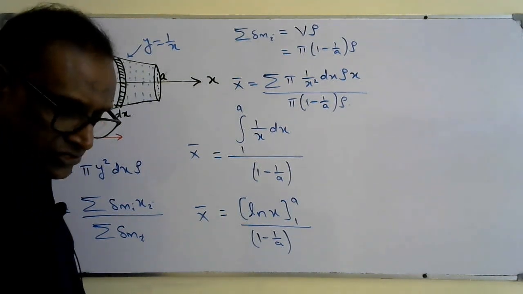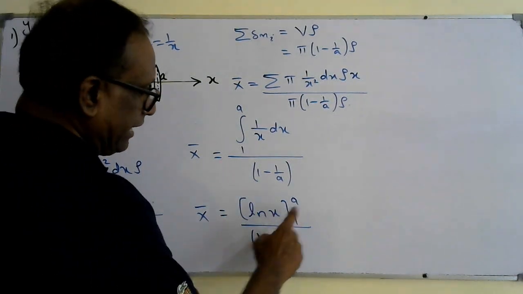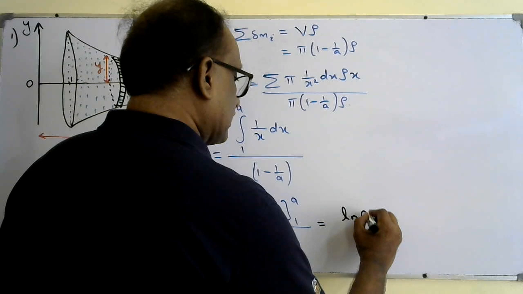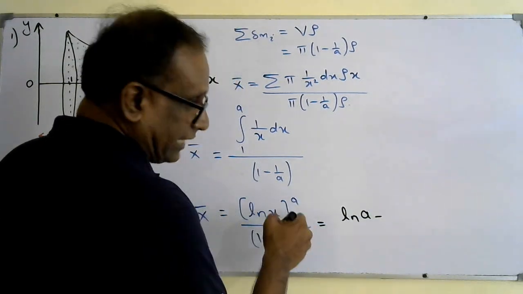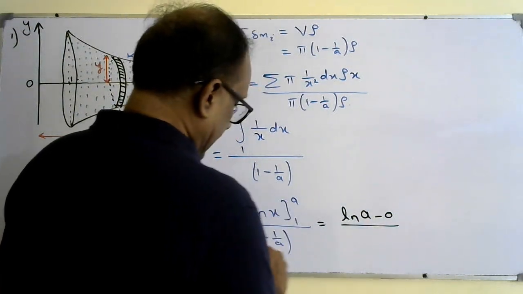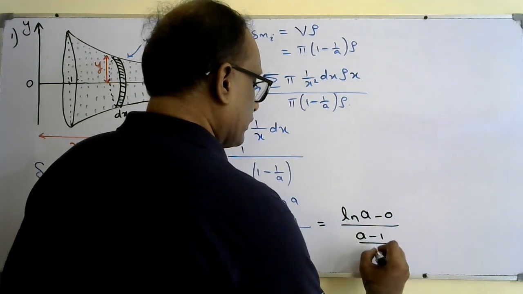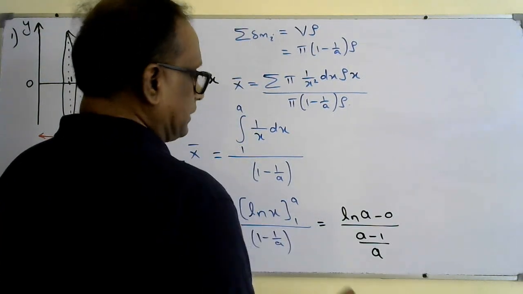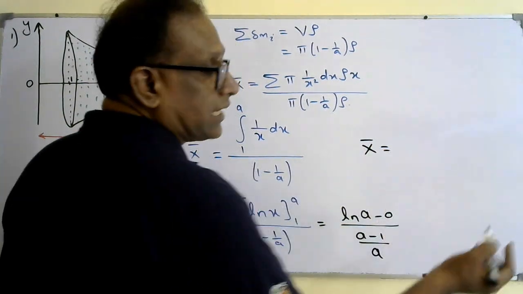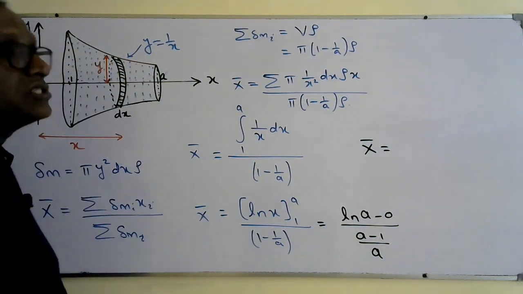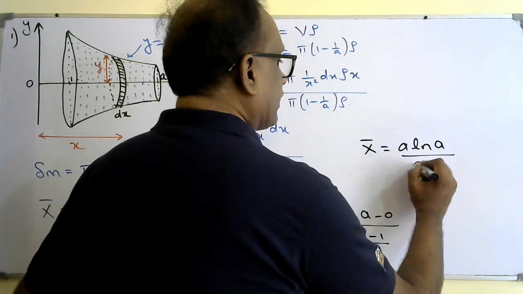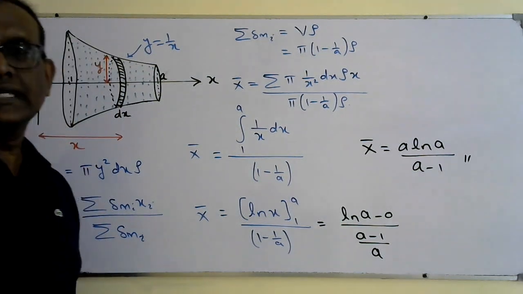Okay, we'll continue solving it. So that is going to be ln a minus ln 1. When I substitute the limits, ln 1 is 0, divided by 1 minus 1 over a. So that a will go up. So finally x bar, the final answer, the distance of the center of mass of this given solid S, is going to be a ln a over a minus 1. That's the answer for the second part.